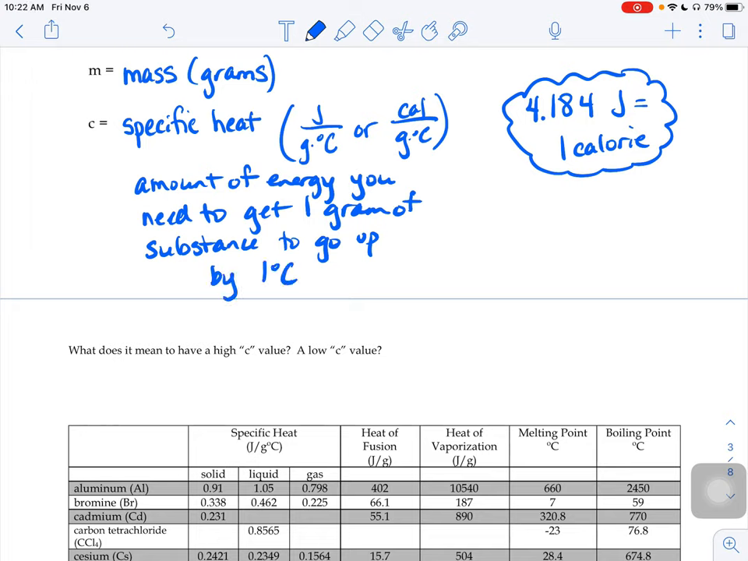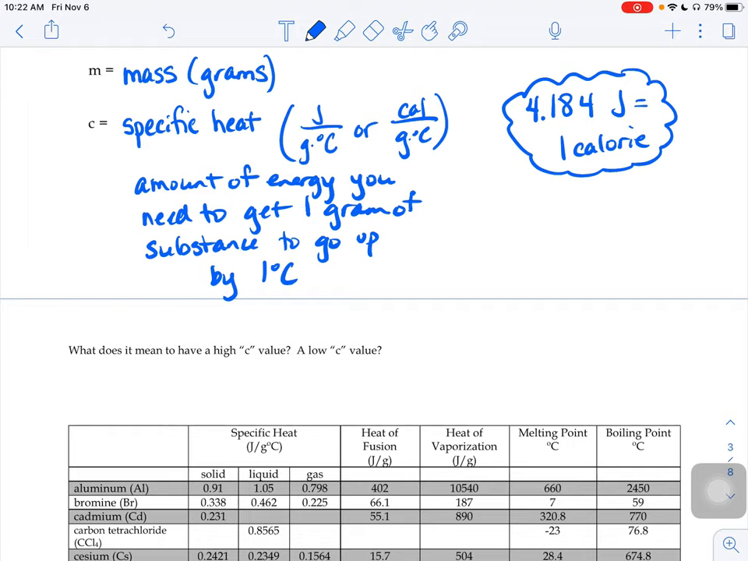So in other words, if you think back to that demo that you guys saw with the food coloring and the color intensity, it's how many food coloring drops, or energy, you have to put in to get 1 gram of your substance to go up by 1 degree. So imagine it's going from light pink to darker pink, that 1 degree temperature change there.